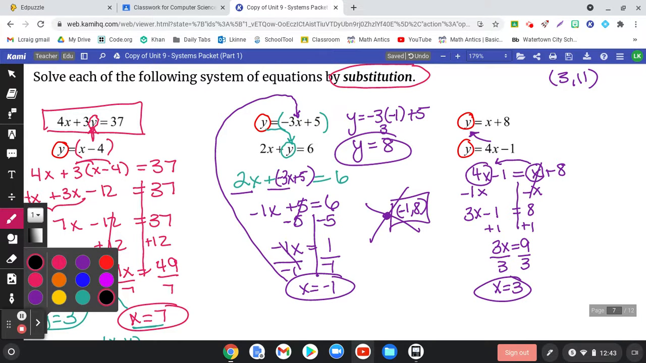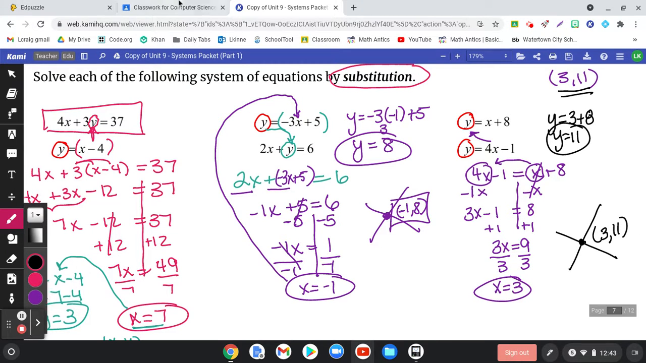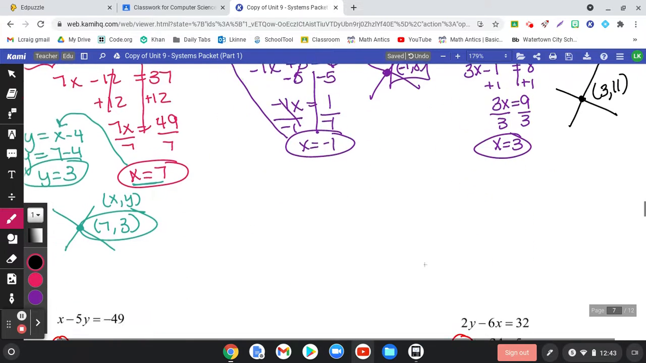Okay, so now we know x equals 3. So put it into one of these. Maybe choose the top one. So instead of x plus 8, we have 3 plus 8, which would give us 11, which is the same thing we had up here. Again, if we graphed those two lines, they would cross at the point 3, 11, x and then y. Same thing you would have got here: 4 times 3 is 12, minus 1 is 11.